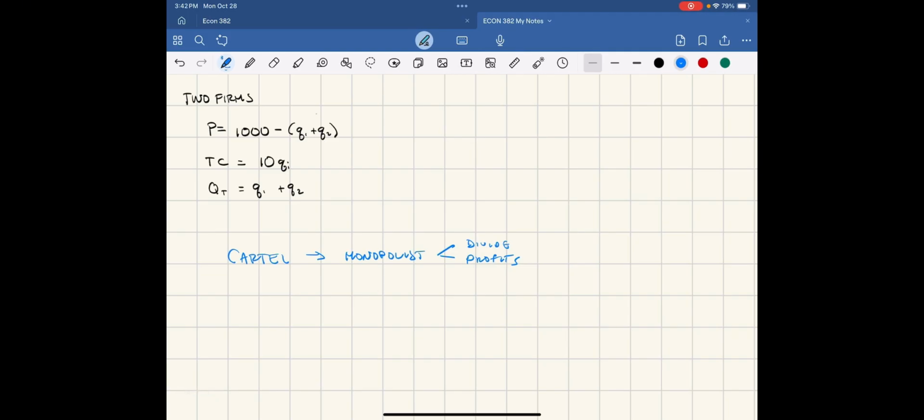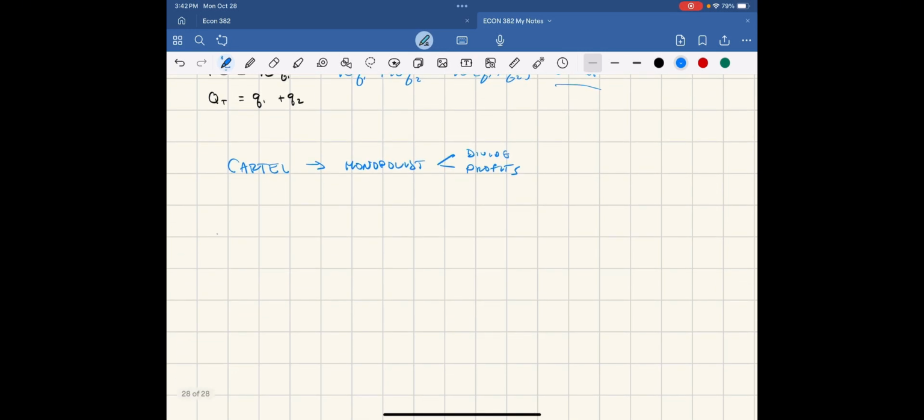So one thing to note is that because there's only two firms, Q1 plus Q2 is QT. So the price is equal to 1,000 minus QT. And the total cost is 10Q1 plus 10Q2, which is 10 times Q1 plus Q2, which is 10QT. So here we have our inverse demand, and here we have our total costs. So let's go ahead and set up the profit maximization problem.